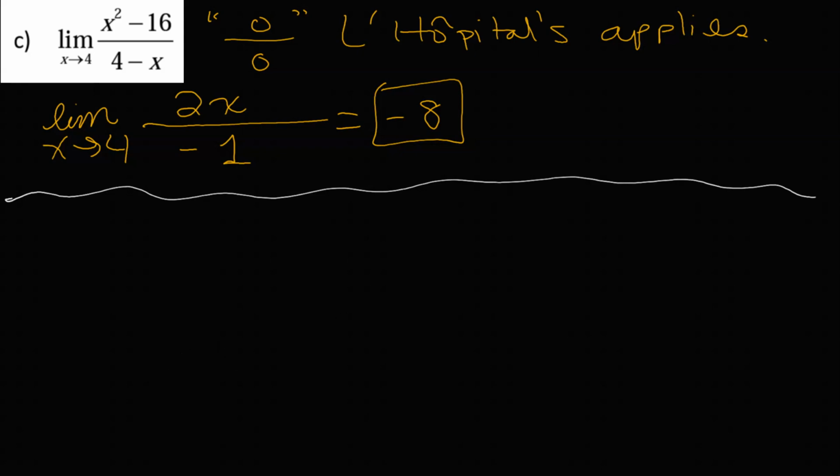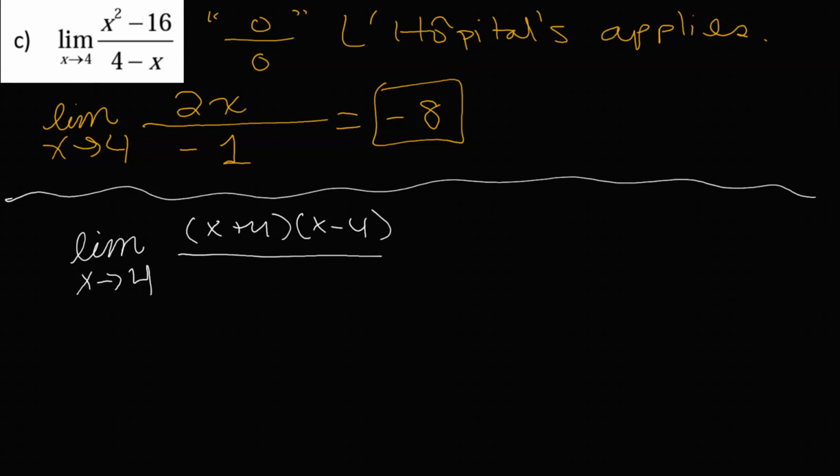Now let's go ahead and do it by factoring and see if you can digest that information. Limit as x goes to 4, and the numerator would be x plus 4 times x minus 4. I wanted you to see this method because you are not always able to apply L'Hopital's rule, right? Sometimes you do need to factor and reduce. So this is how that's going to look.